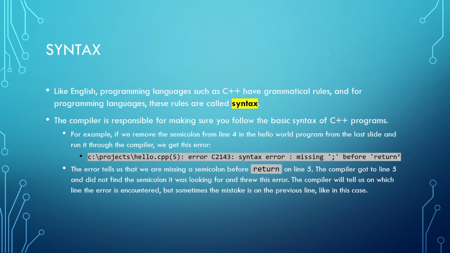The compiler sees line 4 and it doesn't see a semicolon, so it goes to line 5 to look for one. But then it sees return before it sees the semicolon, and it gives an error. That number is where the error is encountered, not necessarily where the mistake is made. Sometimes the mistake is on the line where the error is encountered, and sometimes it's on the previous line. So when you encounter errors in your program, make sure you check that line and also the previous line.